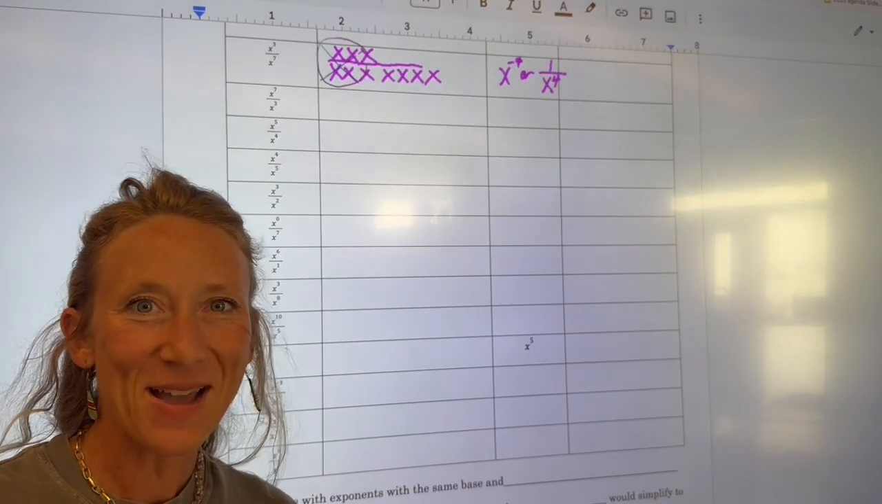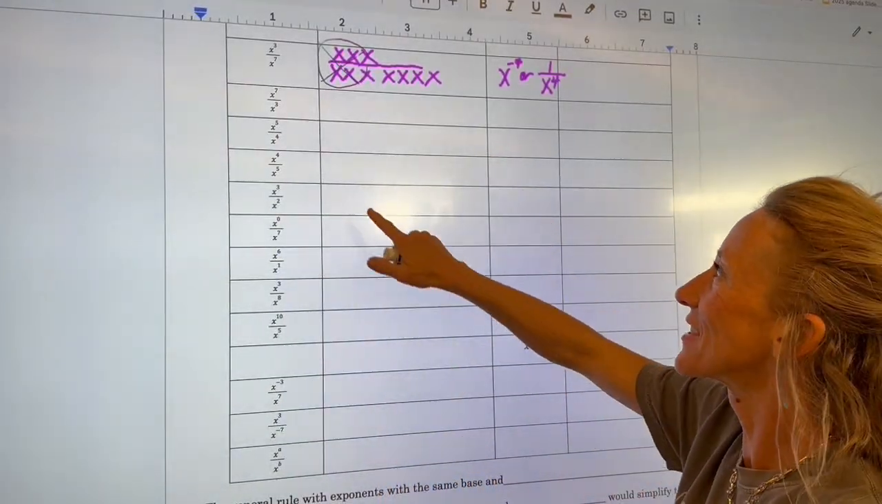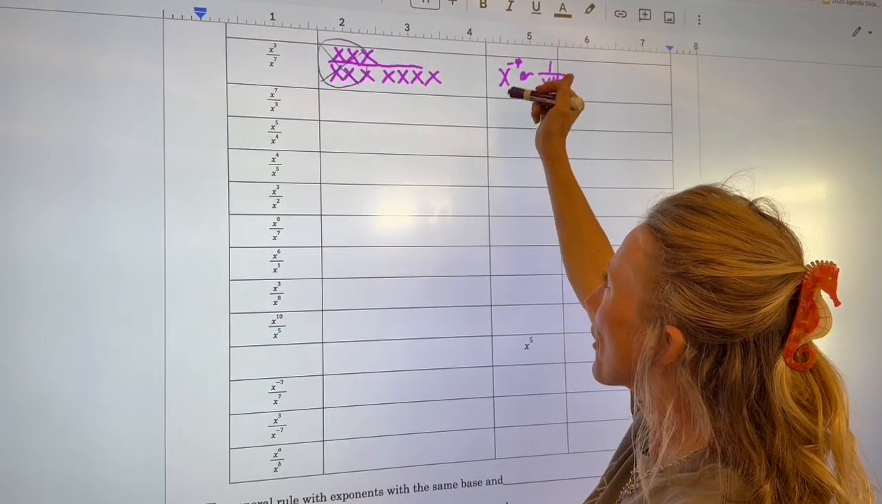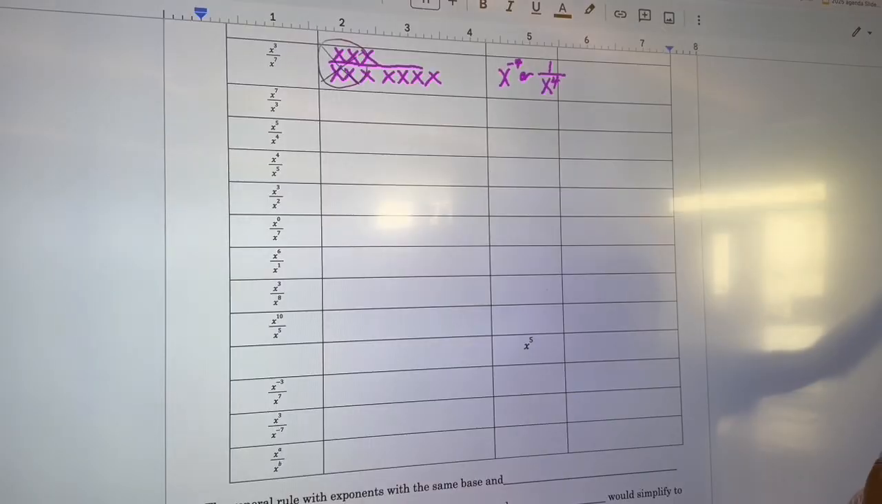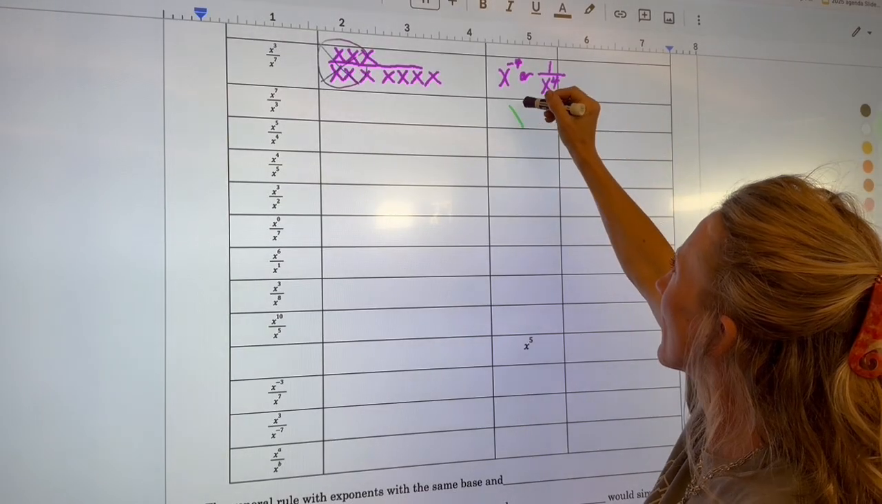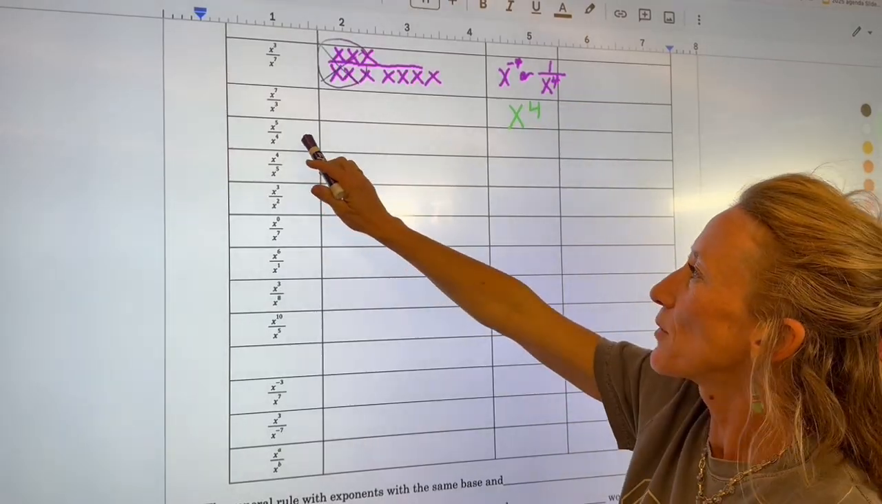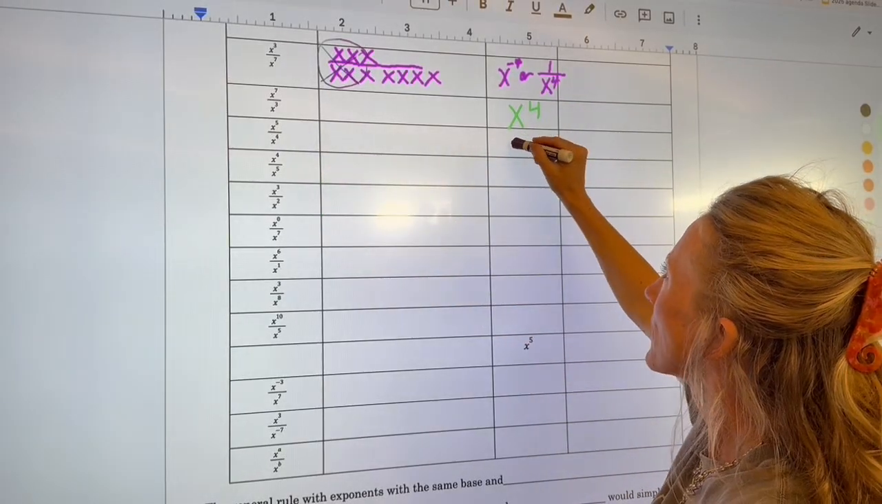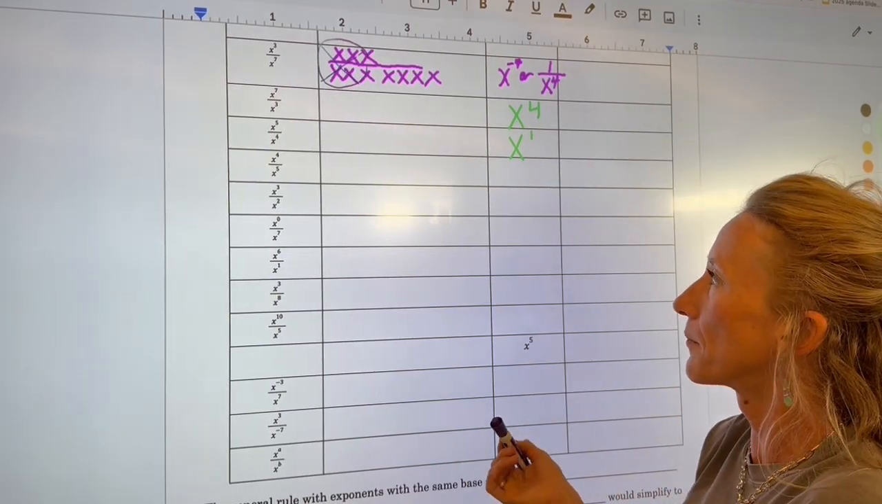Okay, so we're back, and let's see if you got the final correct answers on these. For x to the 7th divided by x to the 3rd, the final correct answer is going to be x to the 4th power. For x to the 5th divided by x to the 4th, this one is x to the 1st power. You don't need the 1.